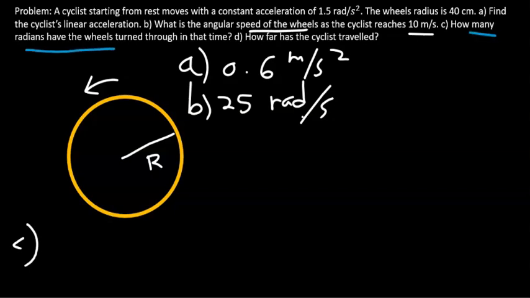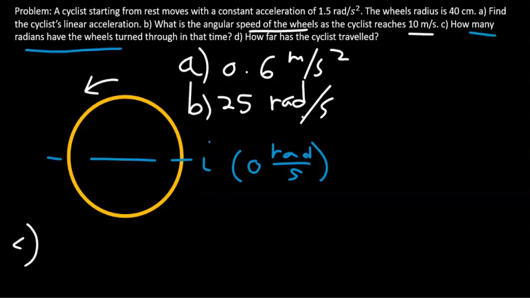Now part C. How many radians have the wheels turned through in that time? So let's assume that we start timing at that state. Here it starts from rest, so this angular speed is 0 radian per second. And let's assume the wheel starts to turn and it accelerates with an angular acceleration of 1.5 radian per second squared, and it gets to that point. Let's call that the final point, at which the angular speed is 25 radian per second. What we want to know here is what is the angular distance, or displacement in this case, covered. How many radians?